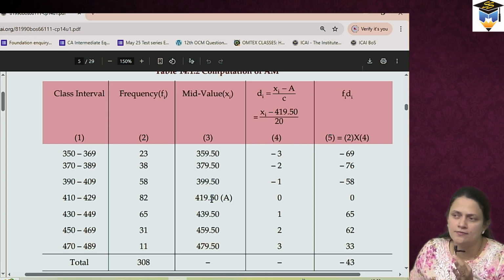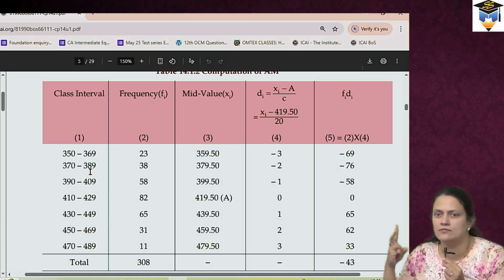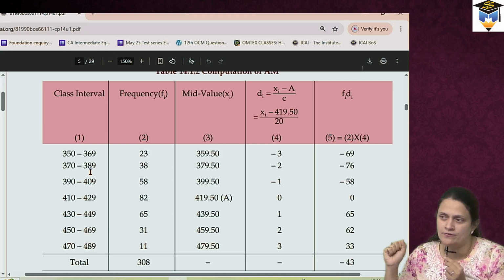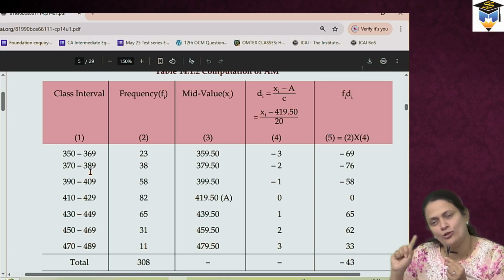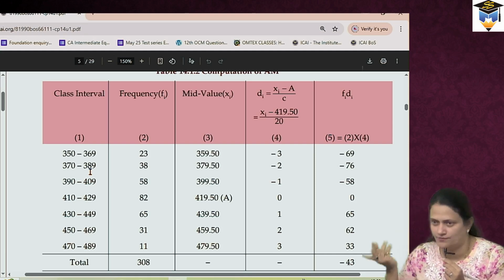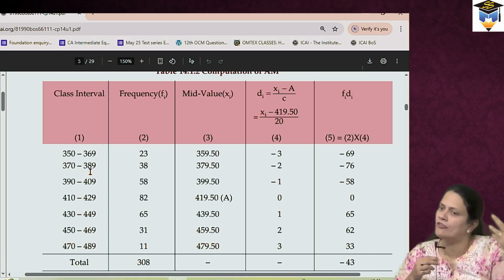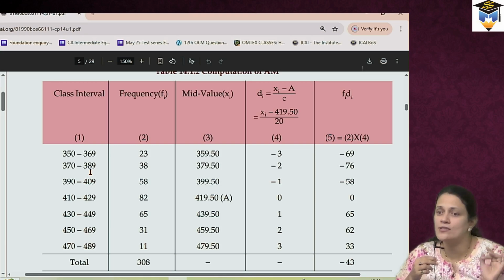class length. How do we find out class length? 369 minus 350. How much? Will it be 20? 19? But you have to include 350 also, and you have to include 369 also. So when you include both the values, do you get 19 observations or 20? You have to include, right? The starting class interval has to be taken. So the class length in this case is 20. Understood? So in this way they have calculated di.